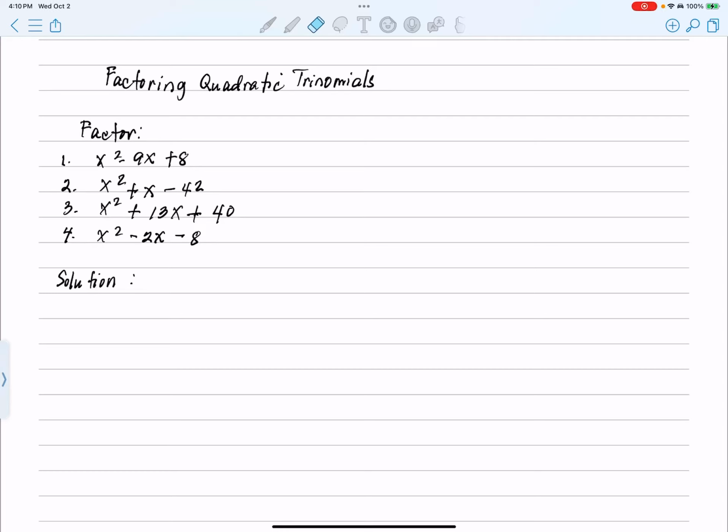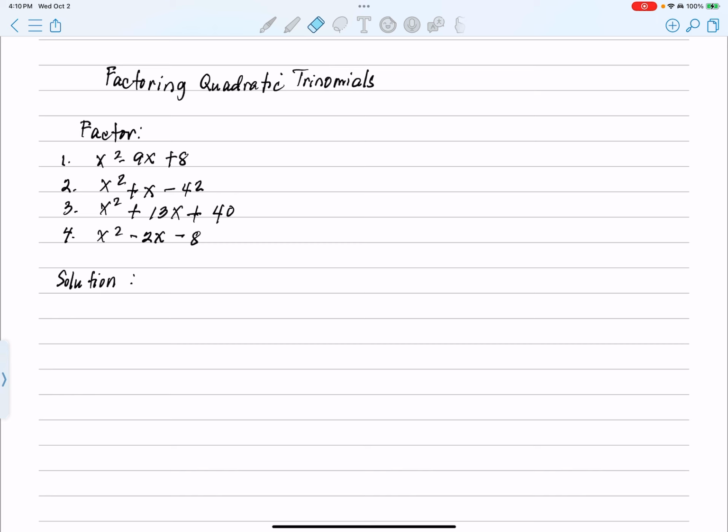Welcome to Matematika. Today we're going to continue what we did with factoring quadratic trinomials. Now we're going to review how to factor. This time there is no leading coefficient. Leading coefficient means the coefficient on our first term. Okay? So we'll do the first question.